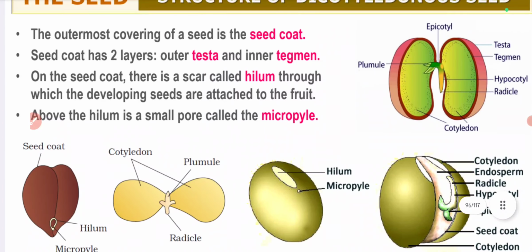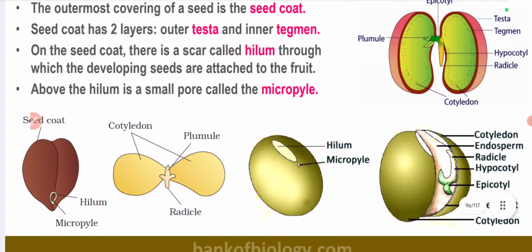In this diagram: epicotyl, hypocotyl, radicle, plumule, testa, tegmen, cotyledons.